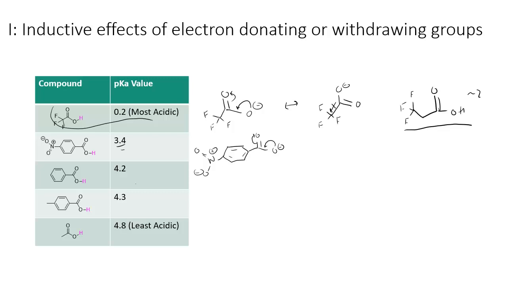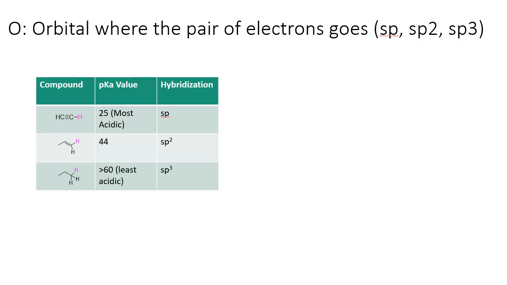Finally, we have an example of our compound acetic acid, which is the least acidic of these. And in this case, instead of an aromatic ring, we have just a methyl group. We essentially have nothing pulling electron density to stabilize that negative charge via induction.